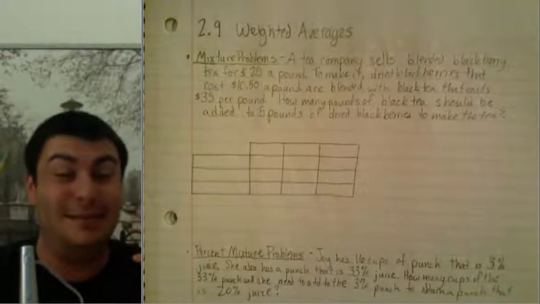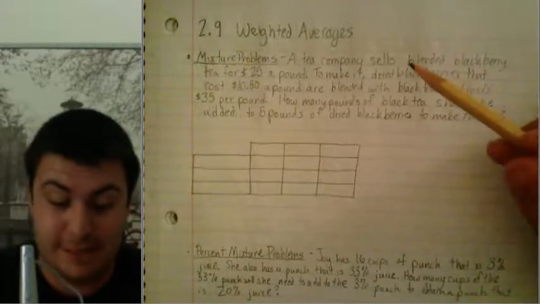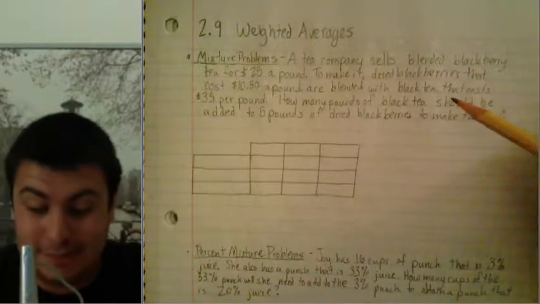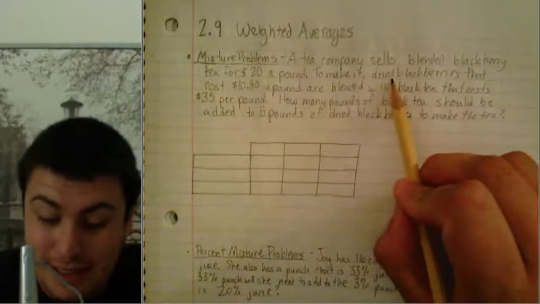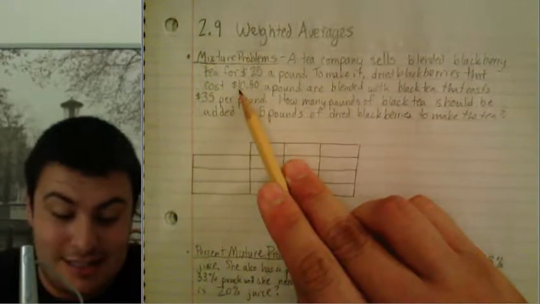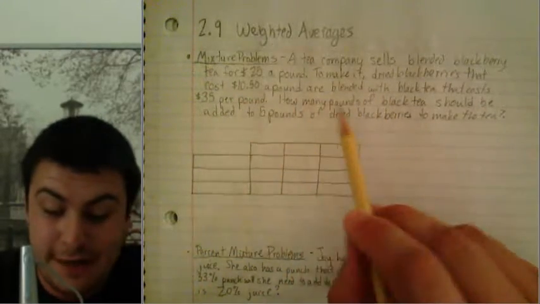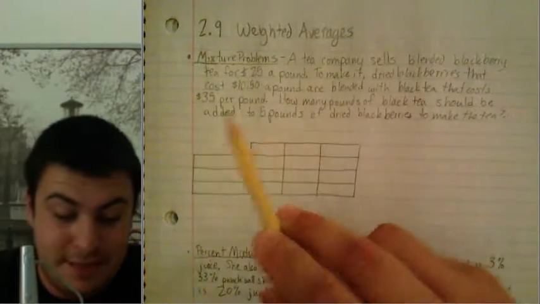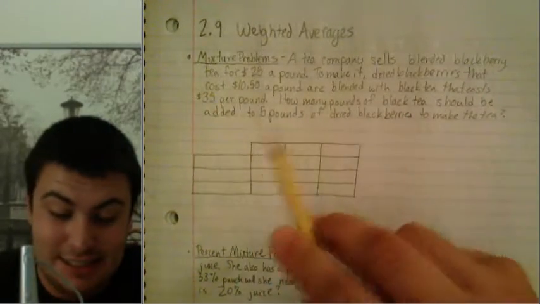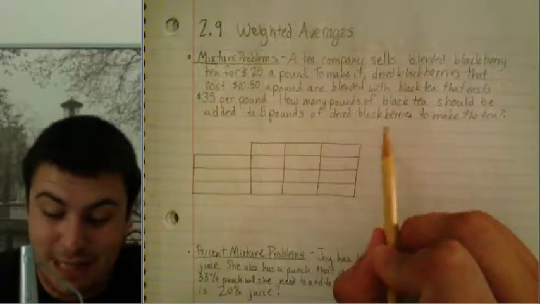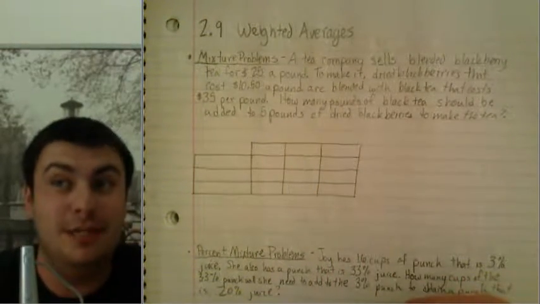So we're going to use a lot of tables for this. So let's look at this first mixture problem. A tea company sells blended blackberry tea for $25 a pound. To make it, dried blackberries that cost $10.50 a pound are blended with black tea that costs $35 a pound. How many pounds of black tea should be added to 5 pounds of blackberries to make the tea? So we just read it.